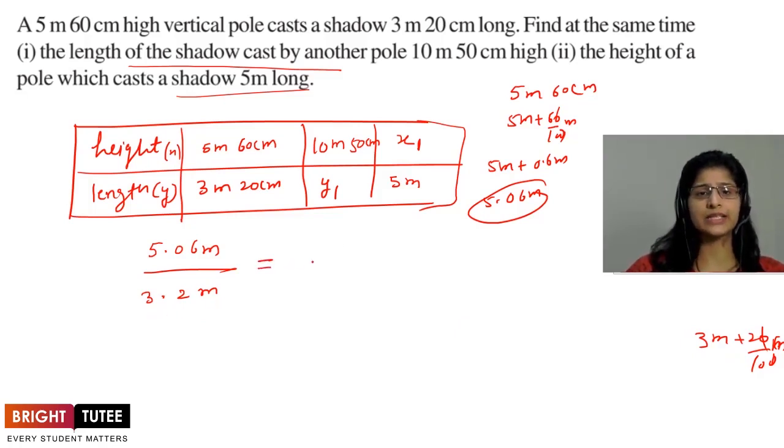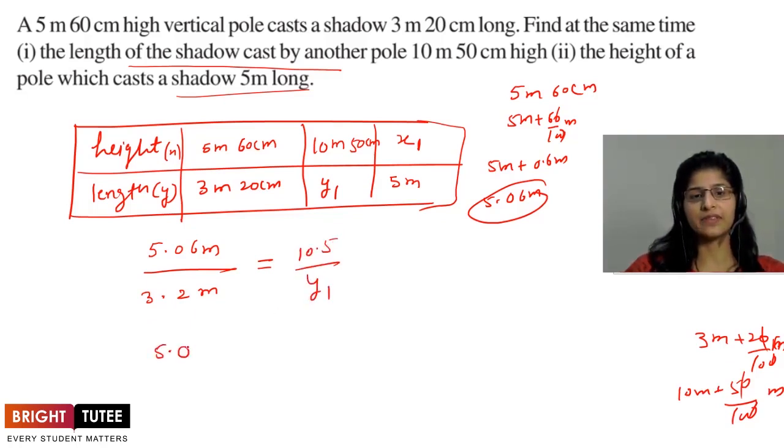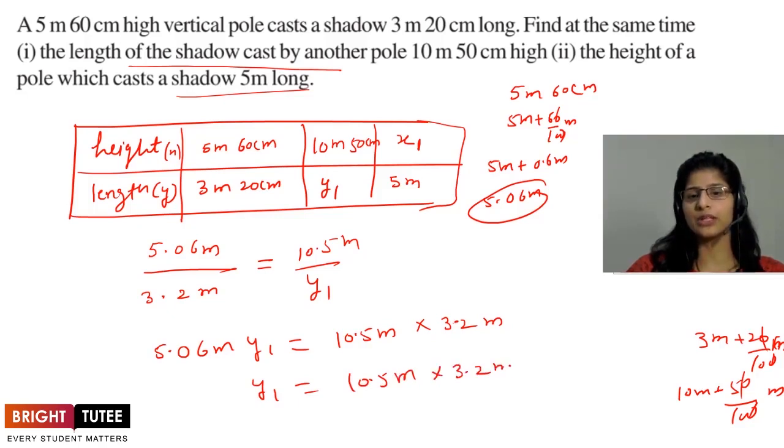Now it is equal to 10 meter and 50 centimeter. So 10 meter plus 50 centimeter. So converting it into meters, 10.5 we will get. 10.5 upon y1. Can we solve it? Definitely. 5.06 meter y1 is equal to 10.5 meter into 3.2 meter. Okay, so y1 would be equal to 10.5 meter into 3.2 meter divided by 5.06 meter.